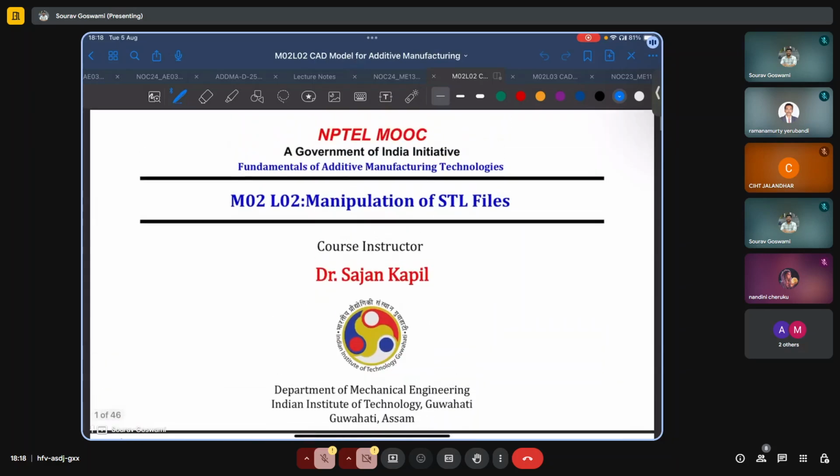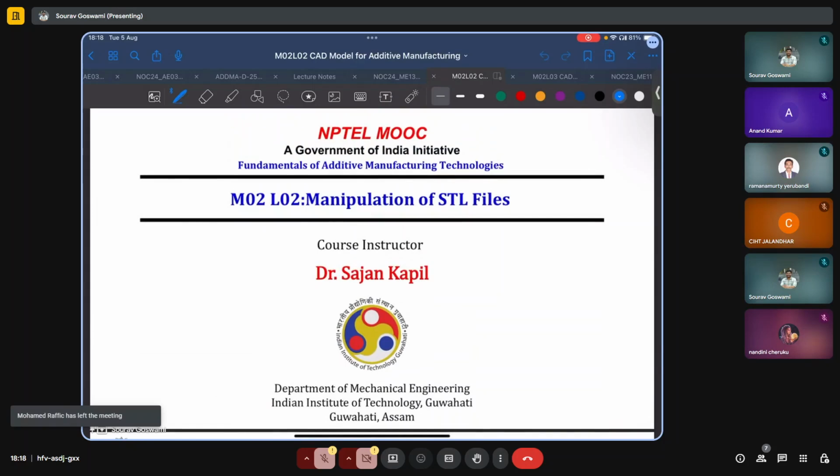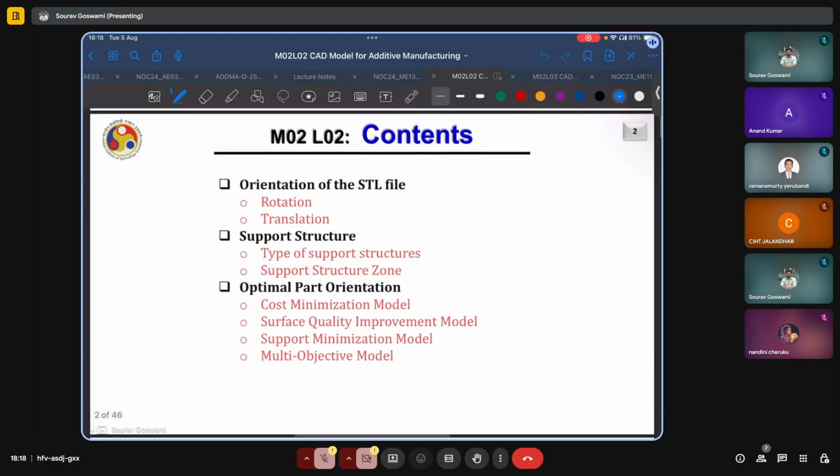So in the present week, Professor Kapil discussed the manipulation of STL files, and some of the major contents covered were related to the orientation of the STL files and how we can manipulate them in terms of rotations and translations. What are support structures? How can we predict where support structures might be needed? What are the different types of support structures available? And which are the zones where we can intelligently guess the need for these structures.